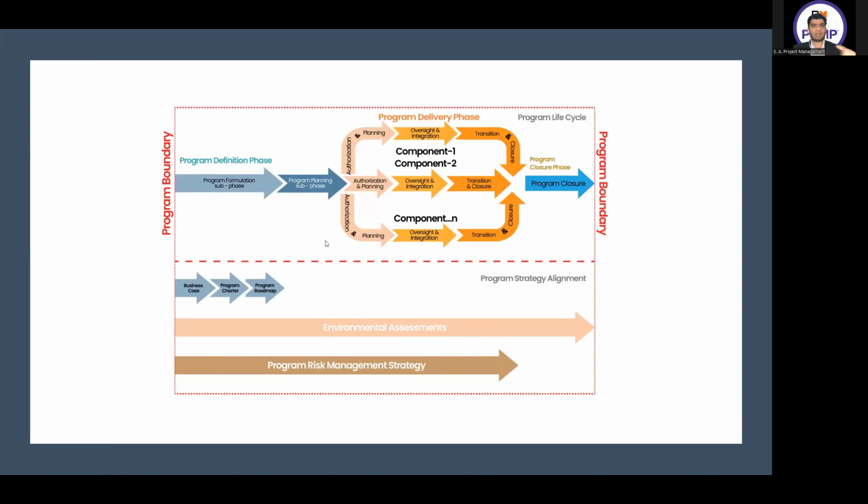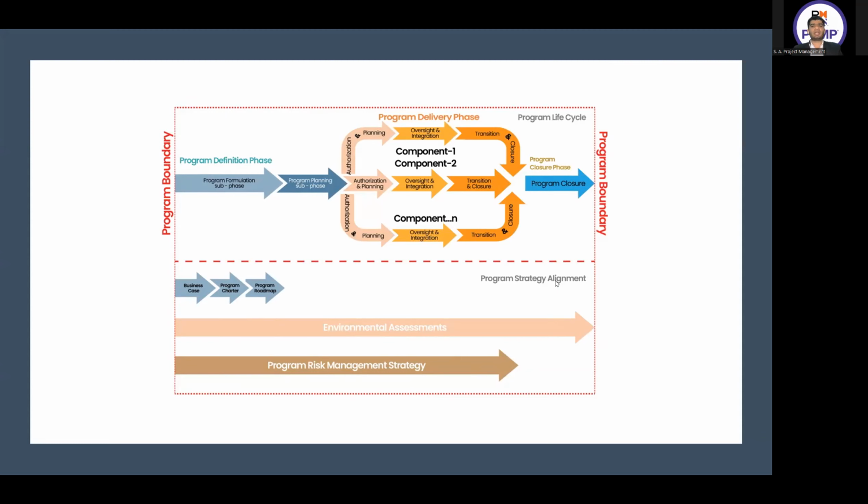So we will just cover the program strategic element, and then we will take a 15 minute break. So this is the cutout of the program strategic alignment. I will just cover the important components of the business case, charter and the roadmap. This flowchart we have already discussed in detail in the program.